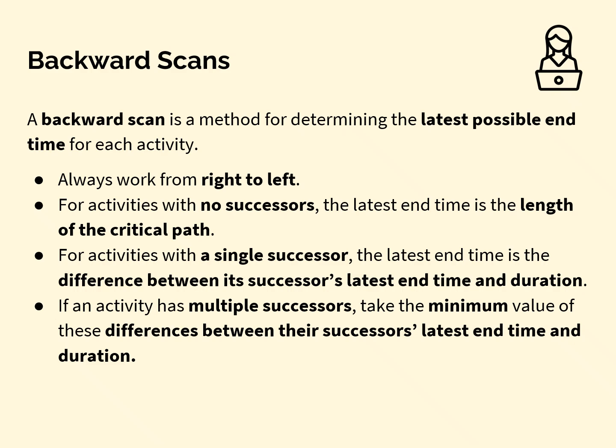So if you're looking at activity B and it has a successor, an activity C to the right, that is its successor. So for activities on the far right of the picture that have no successors, the latest end time is just the length of the critical path. For activities with a single successor, the latest end time is the difference between its successor's latest end time and its duration. You'll see an example of what I mean by that just shortly. And if an activity has multiple successors, so two activities to the right of it, then we take the minimum value of these differences between the successor's latest end time and duration.